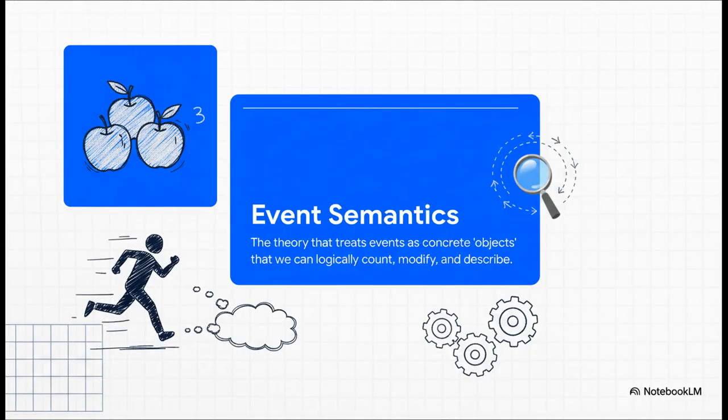So what is event semantics? Well, it's this theory that says we should treat actions and processes as events, basically as things we can handle just like objects. You know how you can count 3 apples? This framework lets logic count an event of running, and all of a sudden we could describe and analyze actions with this incredible new precision.